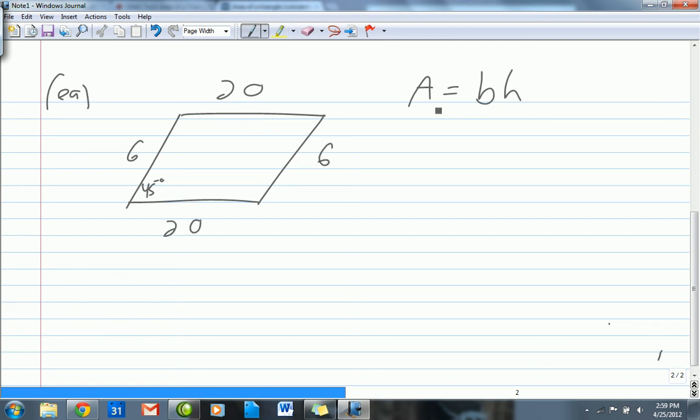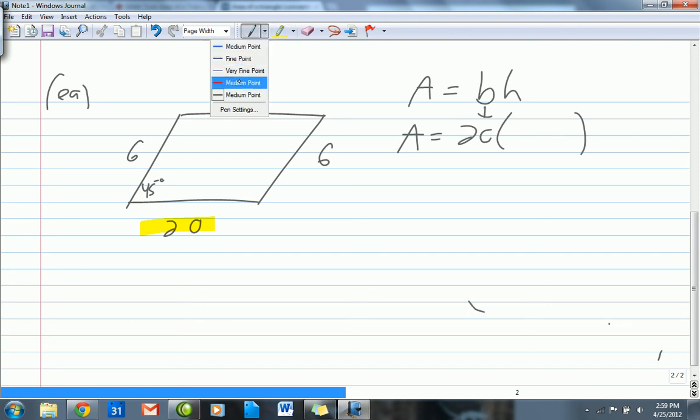So how are we going to get the height? We can use either of these as the base. Let's use 20 as the base. So the area is going to be 20, which is the base, times the height. So I need to find my height, so I'm going to drop that altitude. This is kind of a bad diagram, but that's a 45-degree angle too, by T180. So we got 45, 45, 90, and these need to be congruent, even though they don't look like they're congruent.